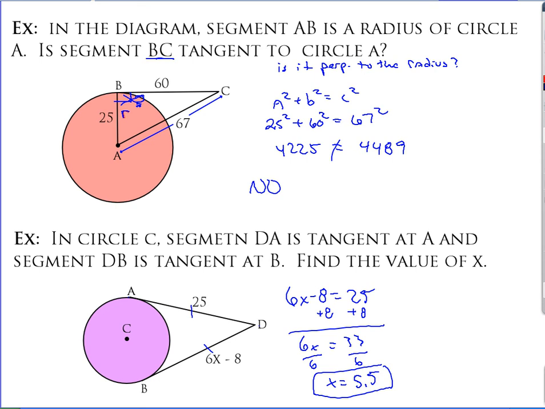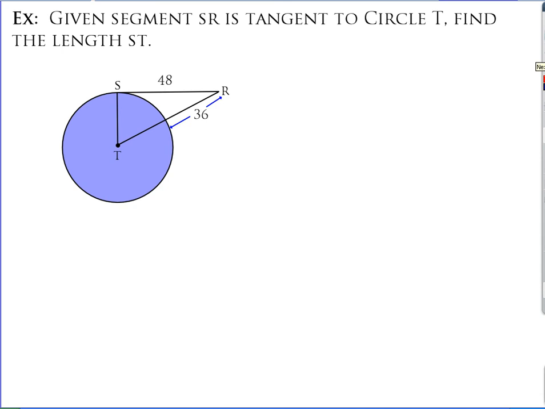Next one. Okay, and here we're given segment SR is tangent to circle T. Find the length ST. Okay, so we have this is 48, and we know that this is tangent. So if that's tangent, what does it mean? It's perpendicular to the radius. So we know that's a right angle right there. Now, we know this is 48. This one is 36. Okay, notice this is not the whole thing. This is just this piece. A little bit tricky here.